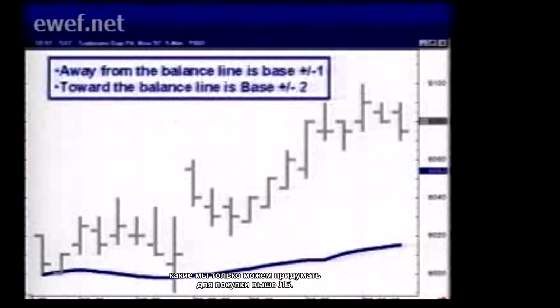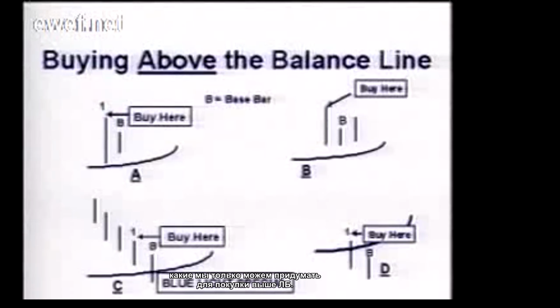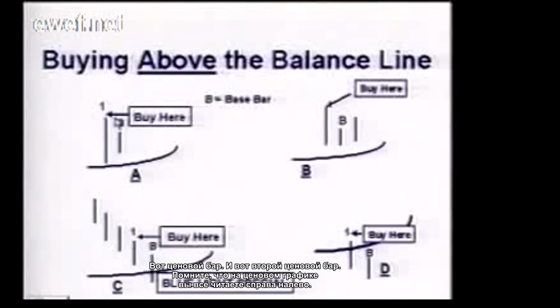So now let's take all the possible alternatives we can think of buying above the balance line. We're going to leave this slide on here, and we're going to look at this slide, and we're going to examine each one of them. Let's look over here at A first. Here is a price bar, and here is a second price bar. And remember, everything on the price chart you read from right to left.